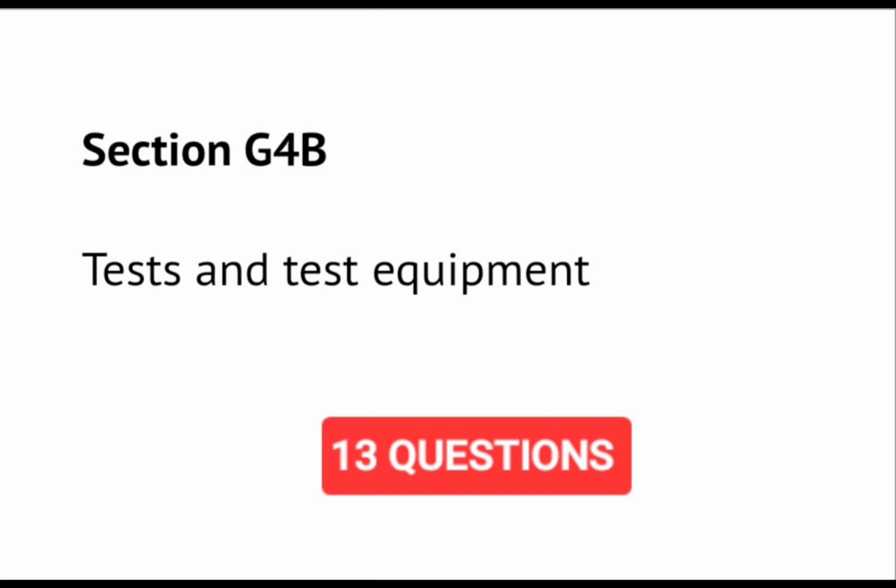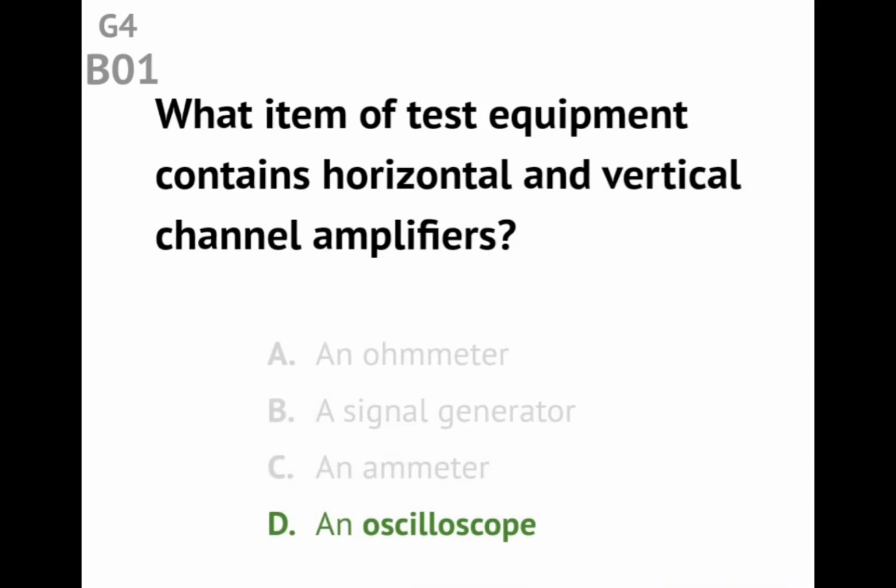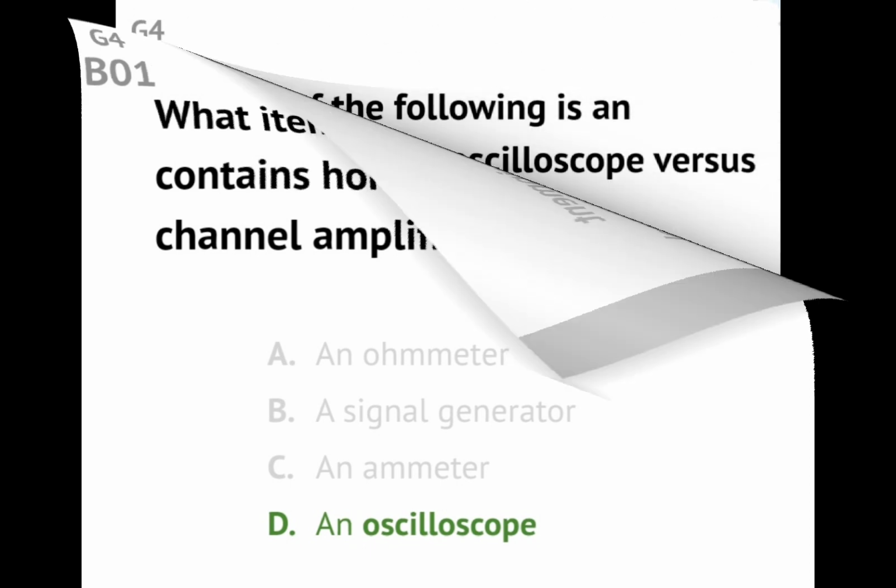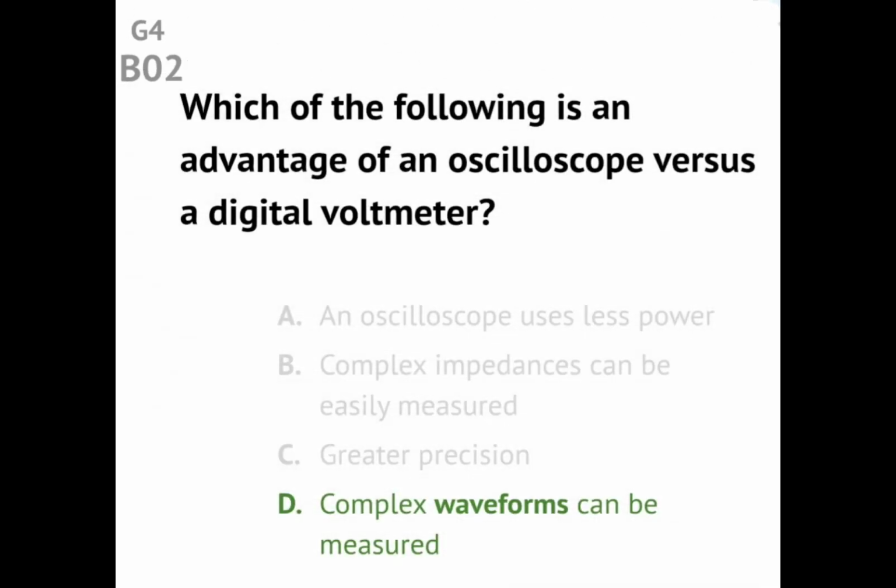Section G4B. Test and test equipment. Question G4B01. What item of test equipment contains horizontal and vertical channel amplifiers? Answer: an oscilloscope. Question G4B02. Which of the following is an advantage of an oscilloscope versus a digital voltmeter? Answer: complex waveforms can be measured.